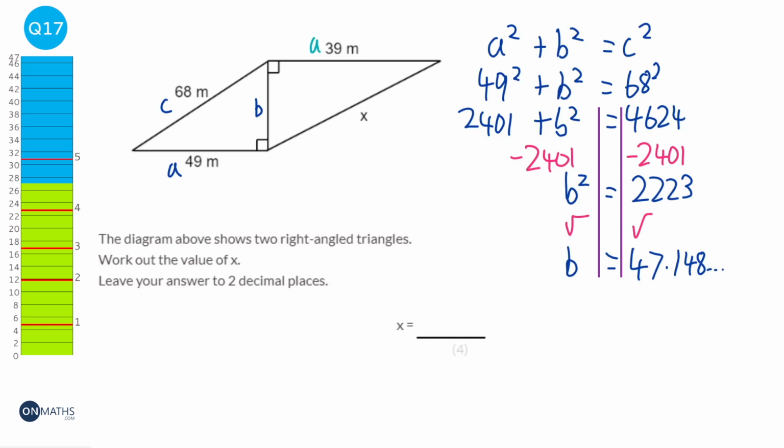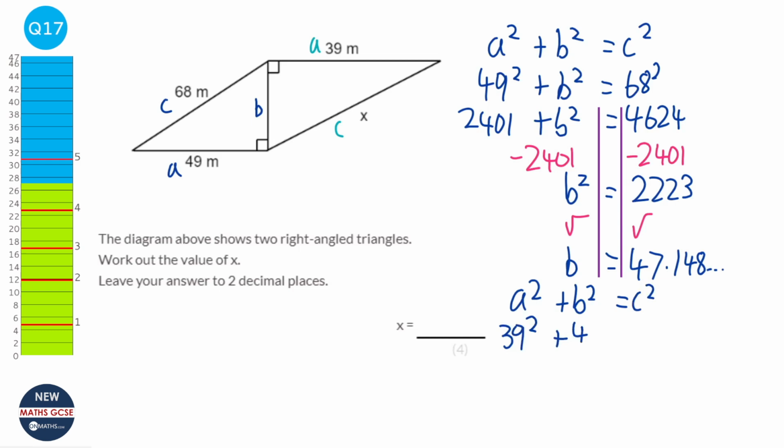Okay, we're now looking at the second diagram, and this time we're going to have a, we've got our b, and we're going to call x the c. So it'd be a squared plus b squared equals c squared, but this time a is 39. B we are given as 47.148, we've just worked that out. And we're looking for c, in fact we can call it x now.